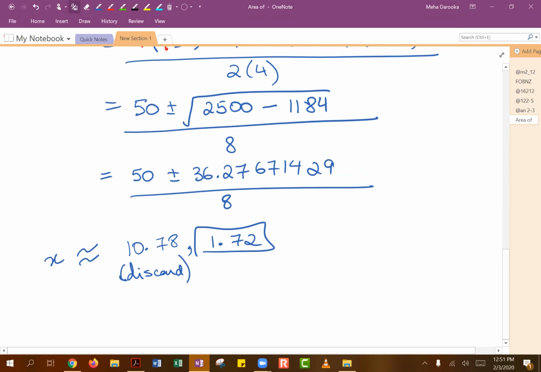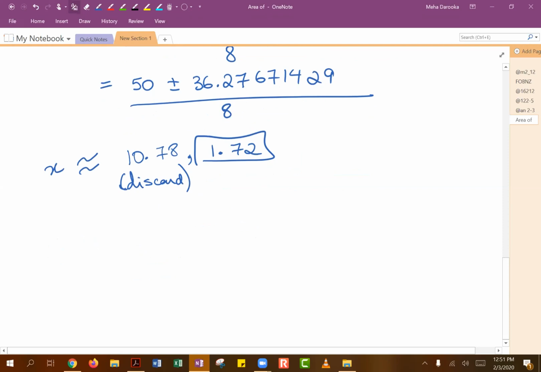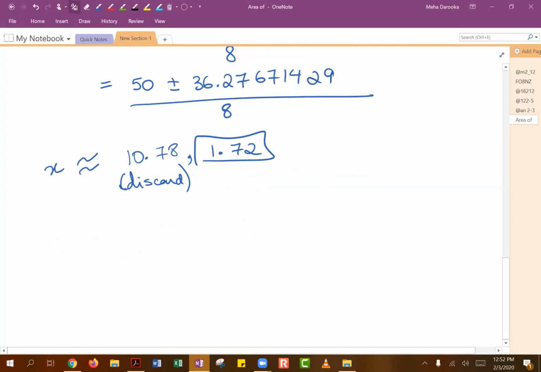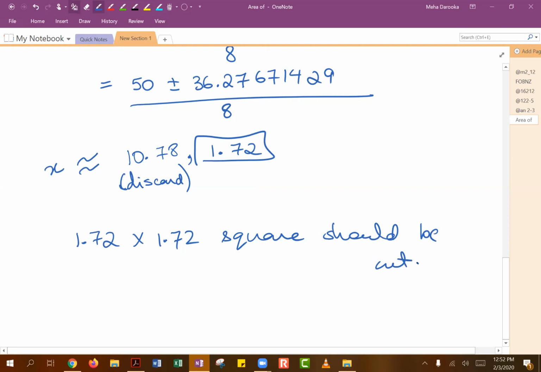Would we still write it in the solution step form, or would we just leave it as that? They're actually asking us, let me go back to the question. They are saying what size square should be cut from each corner? So that will be a 1.72 by 1.72. You're probably gonna have to round your number because I don't think it's gonna be easy to count 1.72 inches.